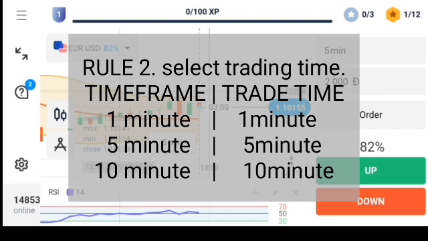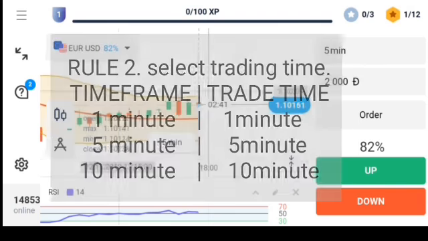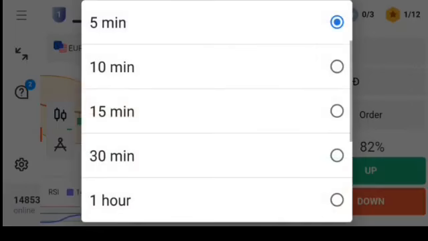But I suggest you ignore the 1 minute time frame when using this strategy, because the 1 minute time frame will give you signals more often, but the signal quality will be very, very bad. So I advise you stick to the 5 minute charts, and that's what we are going to be using in this video: 5 minute charts and 5 minute trade time.